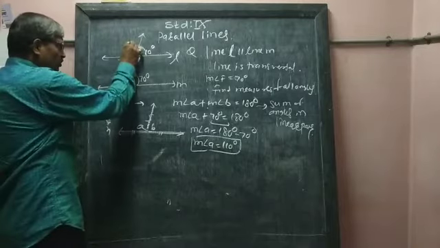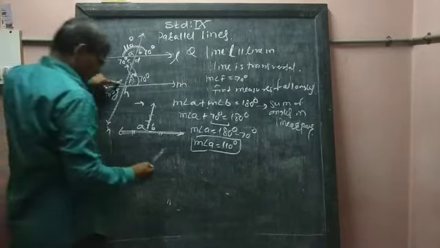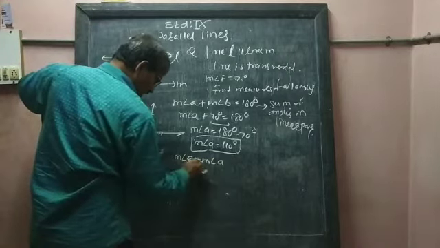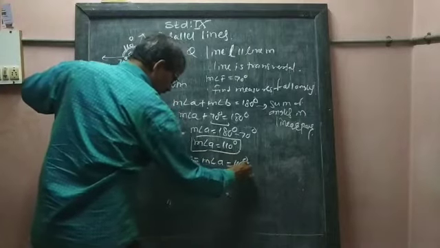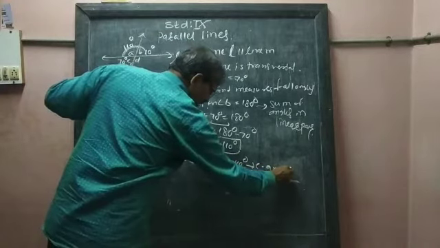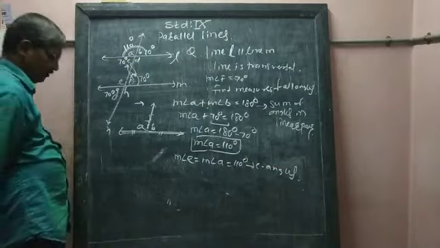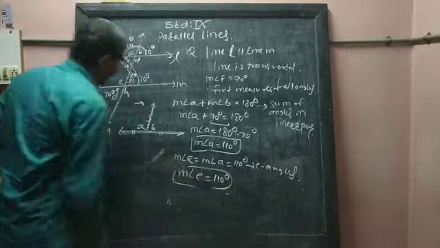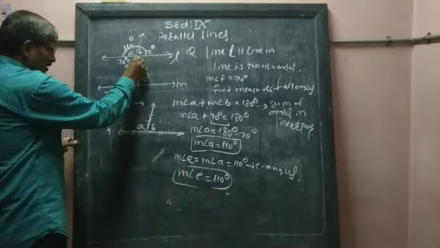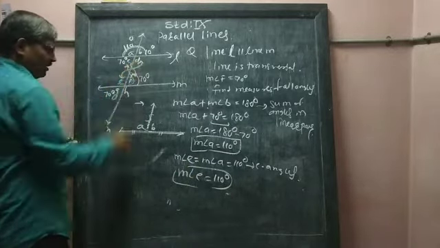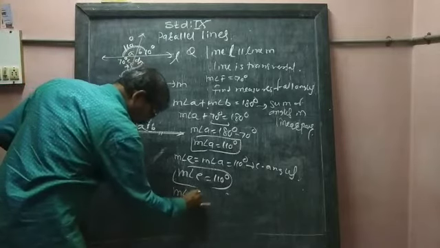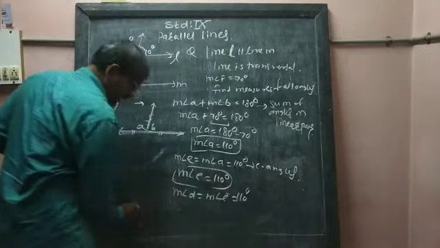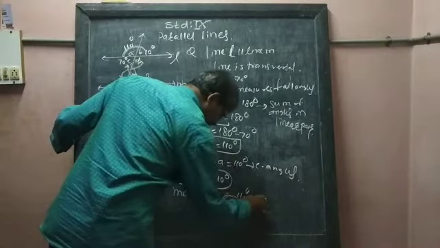If you got this 110, it means E will be 110. Therefore, measure of angle A is equal to measure of angle E is equal to 110 degrees. Why? Corresponding angles. Now, E and D are alternate angles. Therefore, measure of angle D is equal to measure of angle E is equal to 110 degrees. The reason: alternate angles.